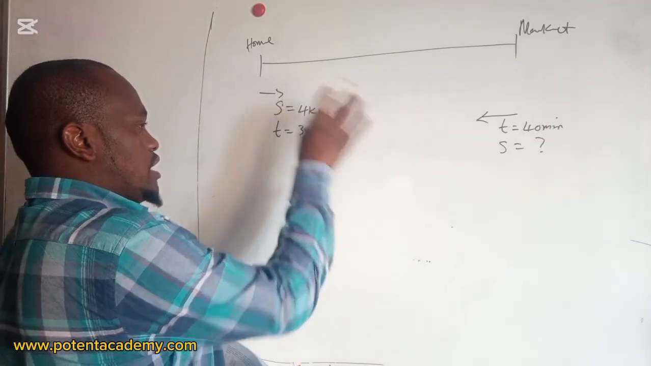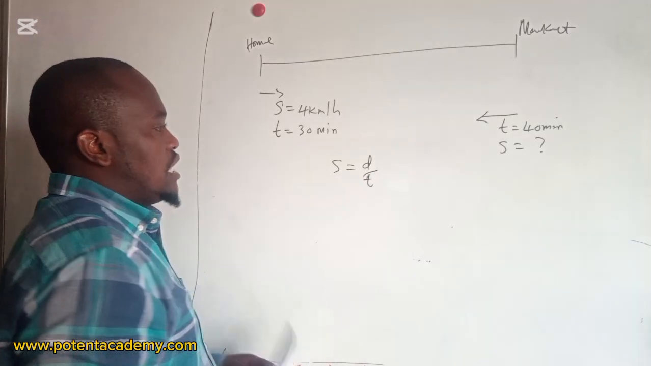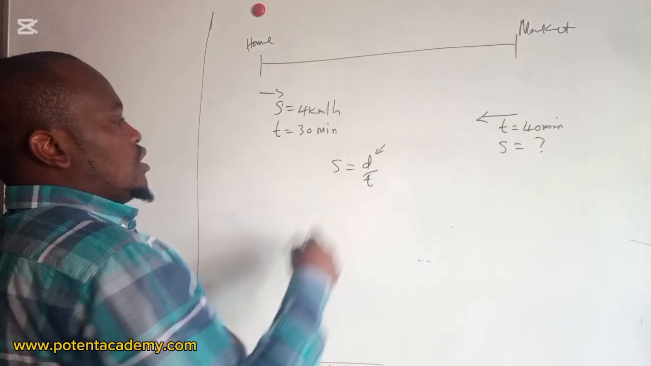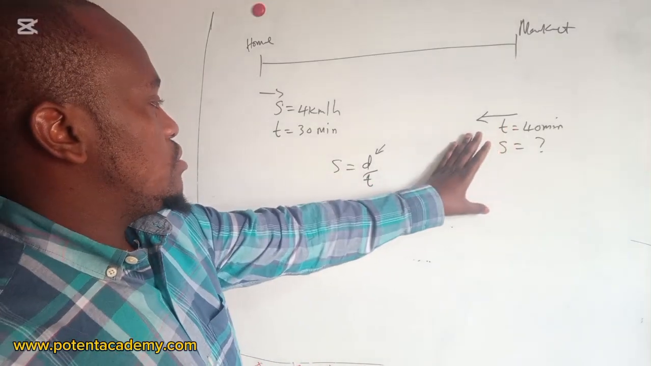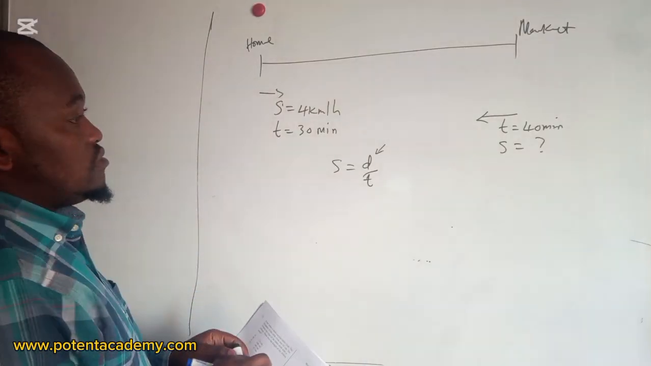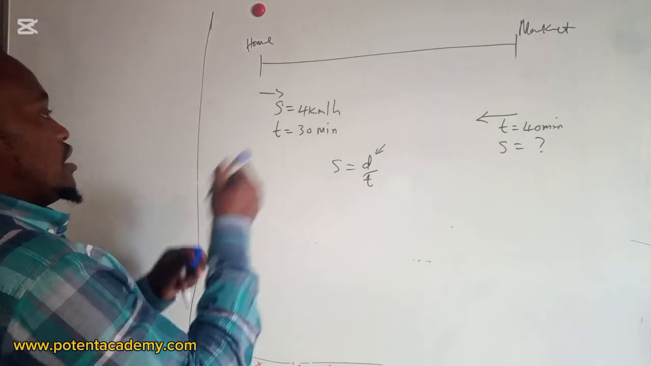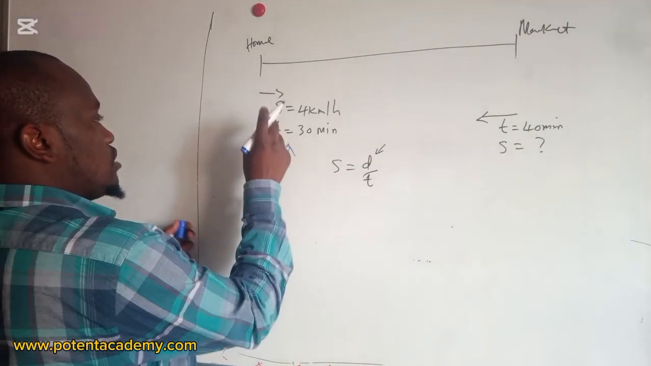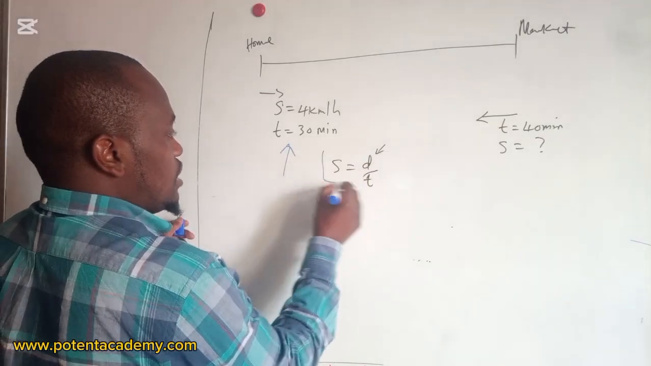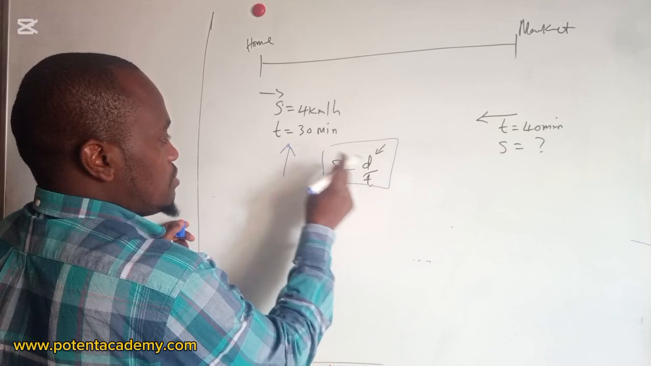When you want to find anything here, you need speed is equal to distance over time. You need at least to get two things. So we are looking for the distance. What is the distance so that we are able to solve this question? To get the distance for this question, you need to use this one because you already have speed, time, but you don't have distance. Using this formula, you can make distance the subject of the formula. You multiply by t, this one cancels.